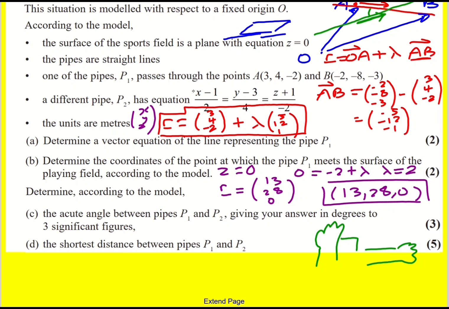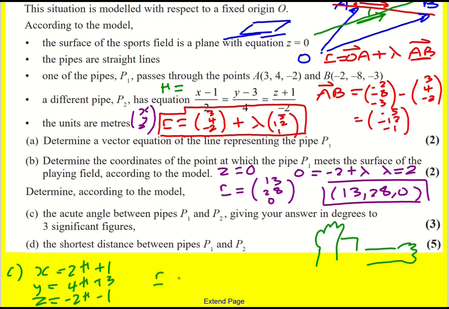And because I have these 3 things equal, they're all going to equal some other quantity, which I'm going to call mu. And then I can rearrange them. And again, I'm going through this process quite slowly, but once you get the hang of it, you can do it really quickly. So I can rearrange x to equal 2 mu plus 1. And I can rearrange y to equal 4 mu plus 3. And then z to equal minus 2 mu minus 1.